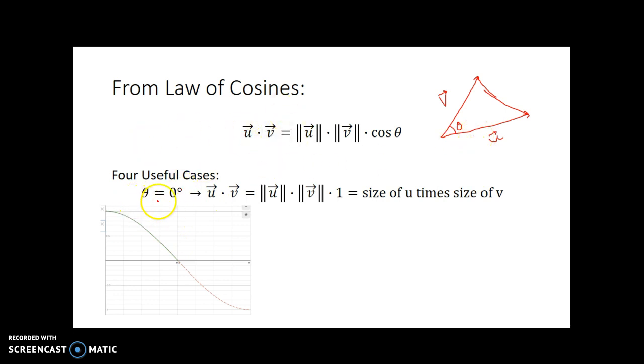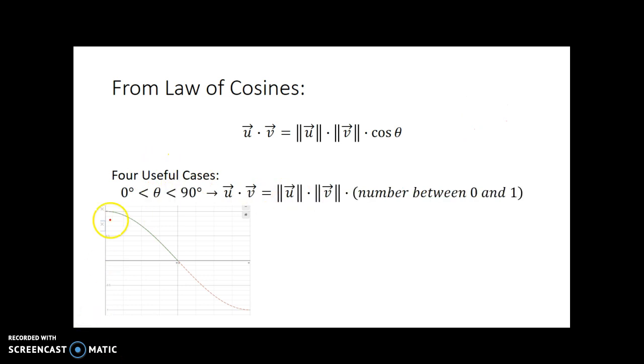So in the case where theta is 0 degrees, we know that cosine of theta is 1. So here's a graph of cosine theta, and cosine theta is 1. Okay, so that means we can replace cosine theta with 1, and the dot product will end up equaling the size of u times the size of v. Okay, nothing super fantastic there, but it will end up equaling that.